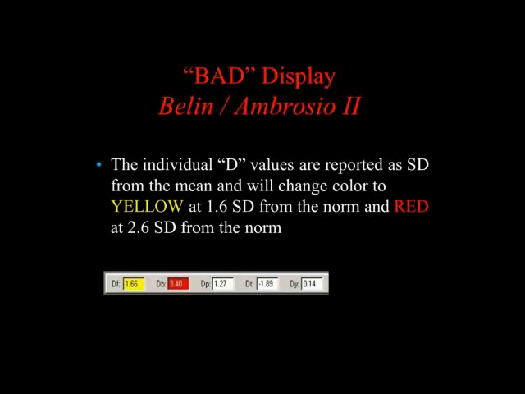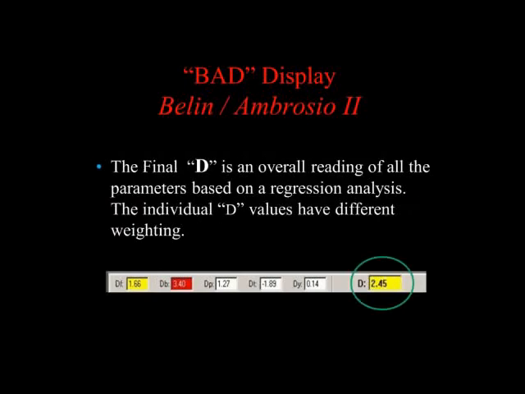The numbers that we report, we color code just to call your attention. But we don't want you to spend too much time worrying about the colors. The independent parameters, each of the 5 parameters, will turn yellow when it's at 1.6 standard deviations from the norm, and red when it gets to 2.6. The colors are just to make you look, but if it was 1.59, it's going to be white. If it's 1.6, it's yellow. There's no significant difference between the two, so we do want you to pay attention to the actual numbers.